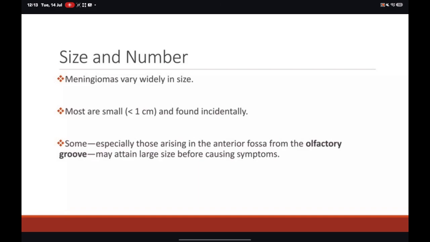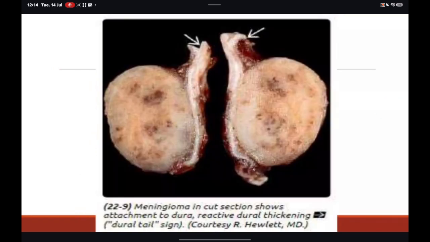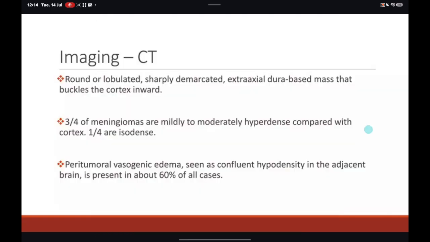And now let's see size and number. Meningiomas vary widely in size. Most are small, less than 1 centimeter, and found incidentally. Some, especially those arising in the anterior fossa from the olfactory groove, may attain large size before causing symptoms. Here you can see the meningioma in cut section, showing attachment to the dura, with relative dural thickening.